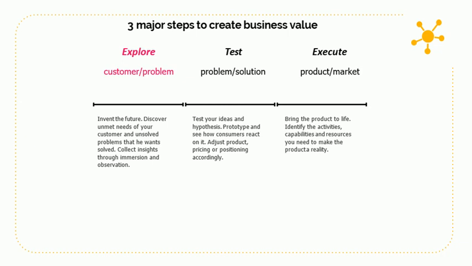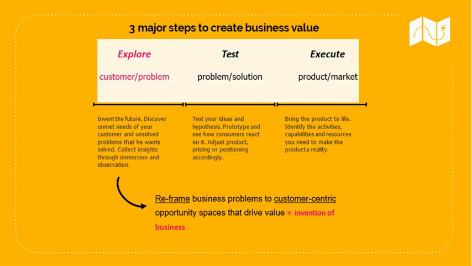So we can adjust the product according to the pricing and possibilities, and we can position our different services and activities according to our problem and the relevant solution. When we are over the test problem solution process, we will be bringing the product into the market through the execute phase, and we will identify the activities, capabilities, and resources needed to bring the product to reality. So basically, when we are talking about creating business value through design thinking, we are going further deeper into creating business value through these three steps.